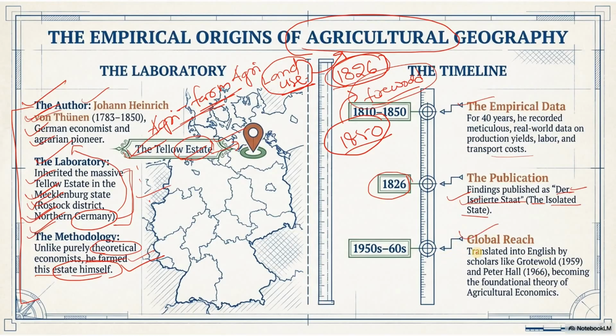Then the theory came to global reach in the 1950s and 60s. The theory was published in 1826 in the German language, but in the 1950s and 60s it was translated into English by scholars like Wartenberg in 1951 and Peter Hall in 1966, becoming the foundational theory of agricultural economics. I hope everything is clear here, and each and every thing written in the slide is very important from the exam perspective.